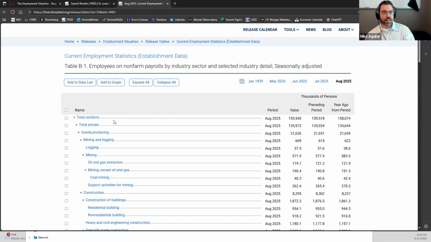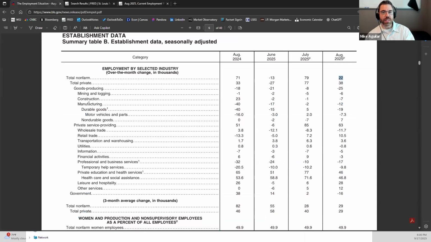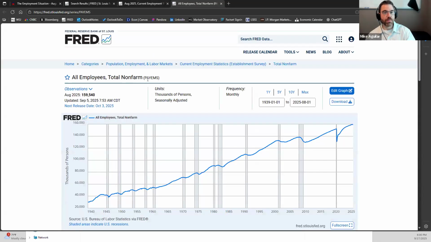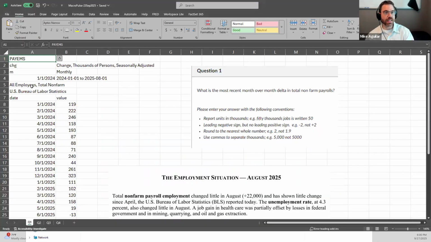Now, take a look at the way it's indented: total non-farm at the top. Look at the way the BLS reports it, total non-farm at the top and then indented. So we know how to get this. Click on that one. PAYEMS. So that's how you would find it, okay? You could try to Google it. You can go to FRED and you got the release.